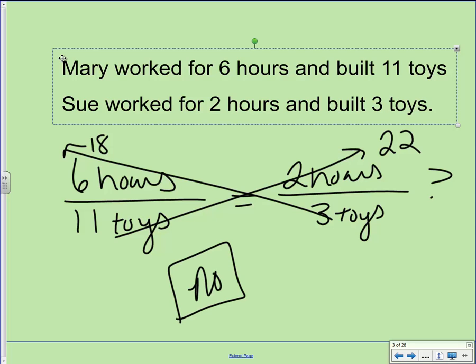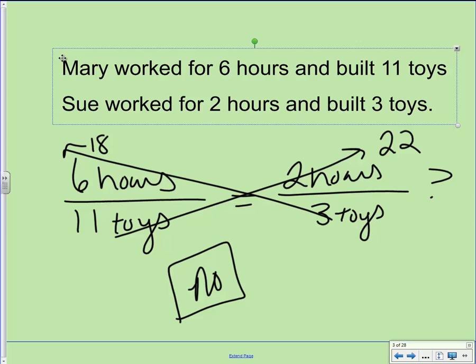Then the other question comes up, well, who built the fastest? Remember in 4.1, when we were trying to find that unit rate, we put the money on top and the ounces of peanut butter on the bottom because we wanted it per ounce as our final answer. For this one, we don't want per toy, we want per hour. We want to know how many toys per hour they can make.